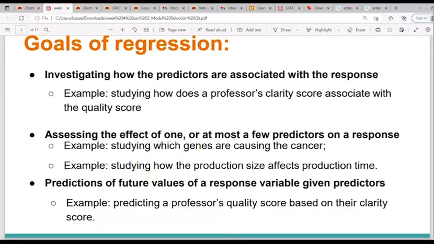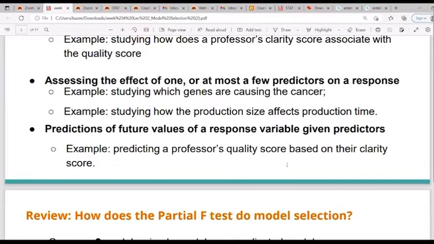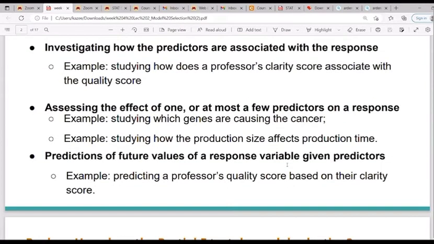An example of such is when you use the Rate My Professor data set, where we're trying to study how the professor's quality score is associated with the clarity score. So you study the relationship between the two. And of course, one of the other goals of regression is to assess the effect of one variable on the other one. An example of that, you may want to study which genes are causing the cancer, or you study how the production size affects production time.